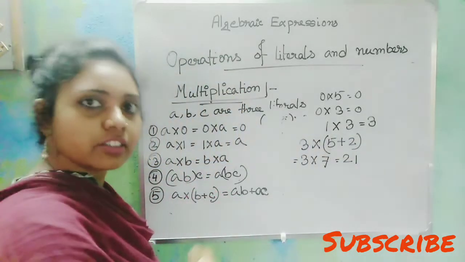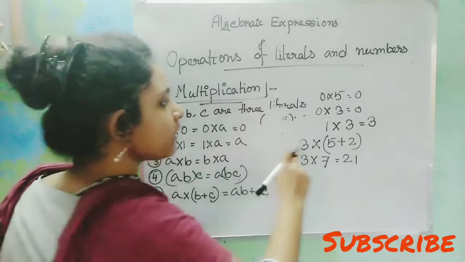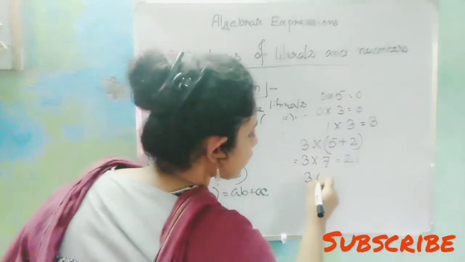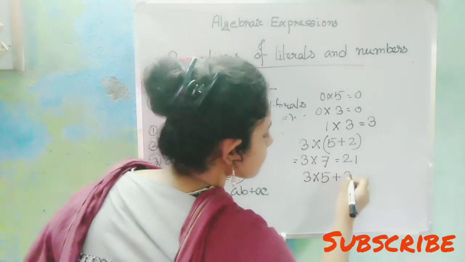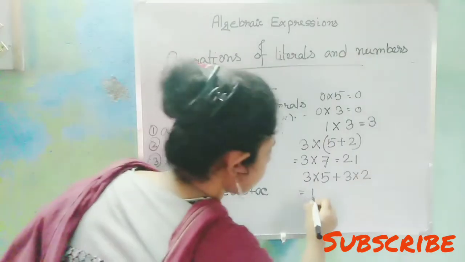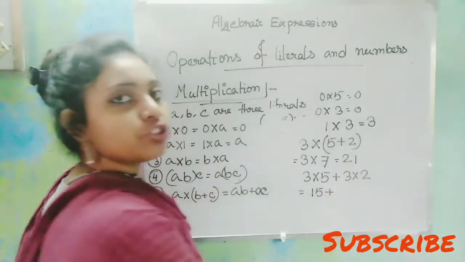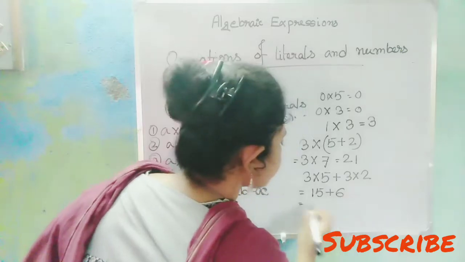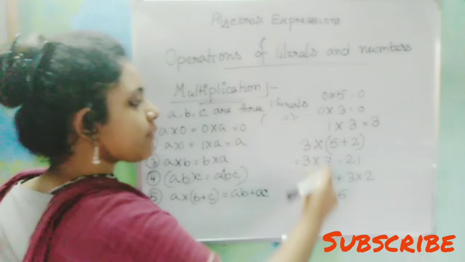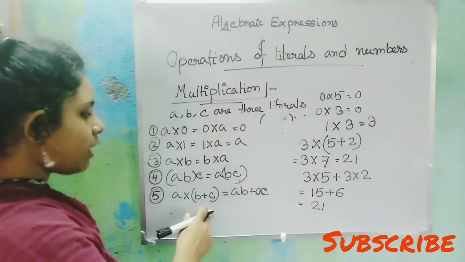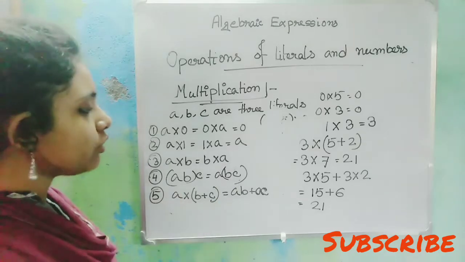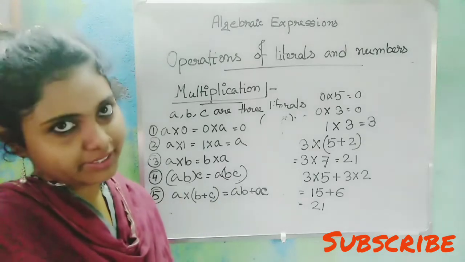3 into 7 means 21. Again, if we write 3 into 5 plus 3 into 2, so 3 into 5 means 15 plus 3 into 2 means 6, so 15 plus 6 equal to 21. So these values are the same. That is, in algebra, we can write A into, in bracket, B plus C equal to AB plus AC.